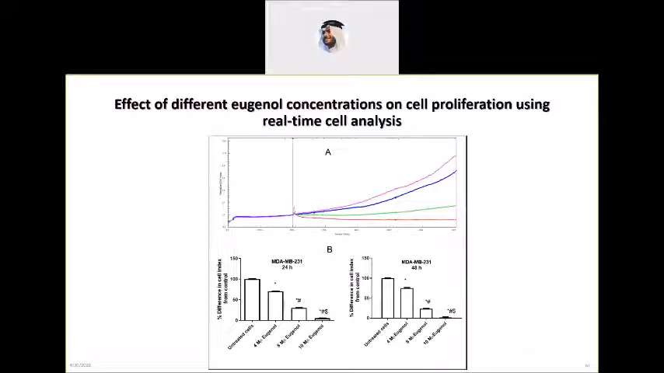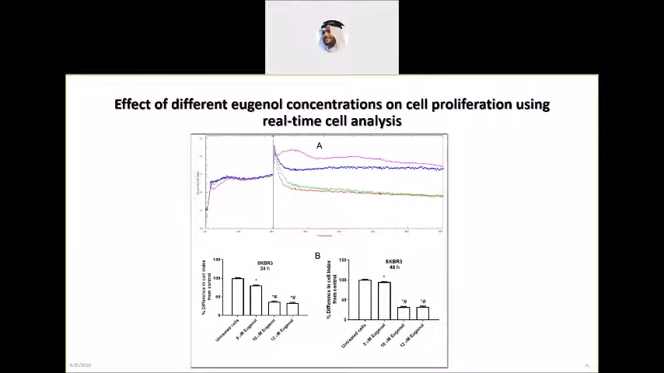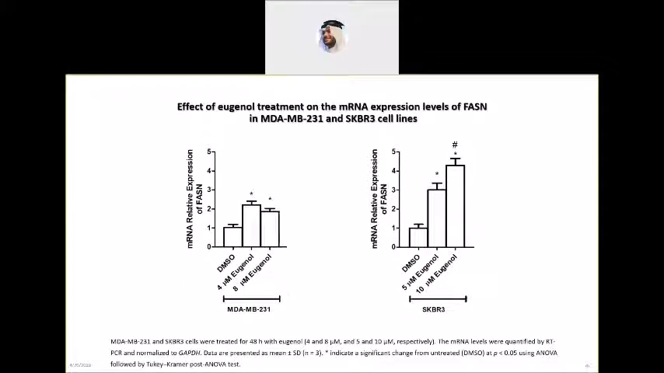The one on the top represents the lower dose. It's the DMSO or the normal cells, the purple color, and the green color represents 4 micromolar of eugenol. The green color is 8 micromolar of eugenol, and the red color is 10 micromolar of eugenol. Also, we did the same for the SKBR3 cells, and we detected that for 72 hours.